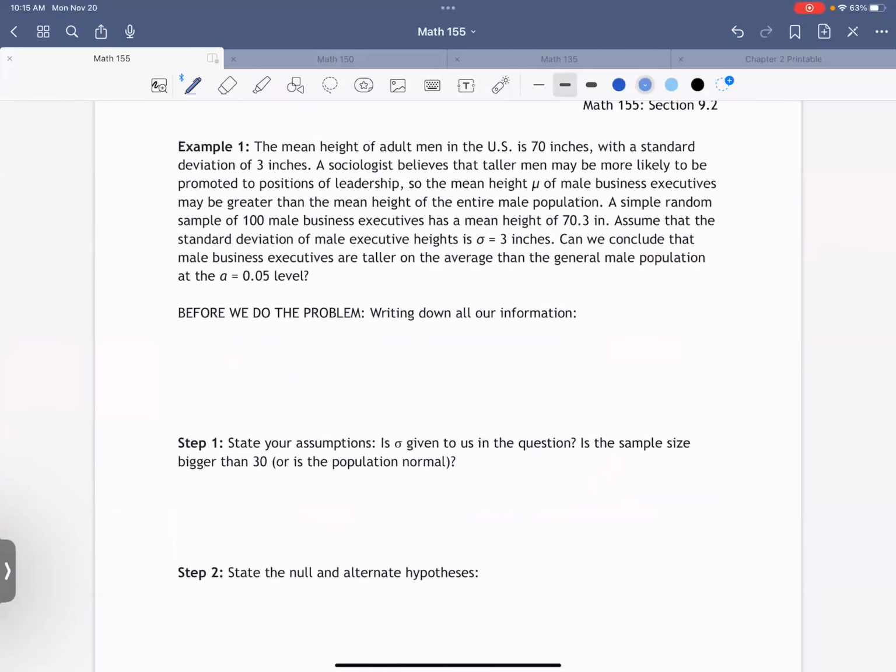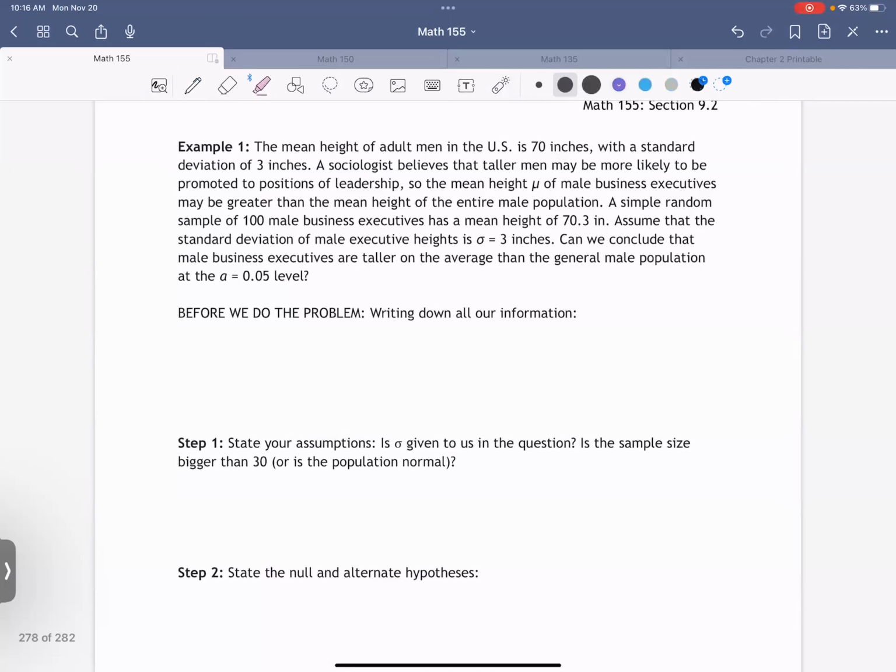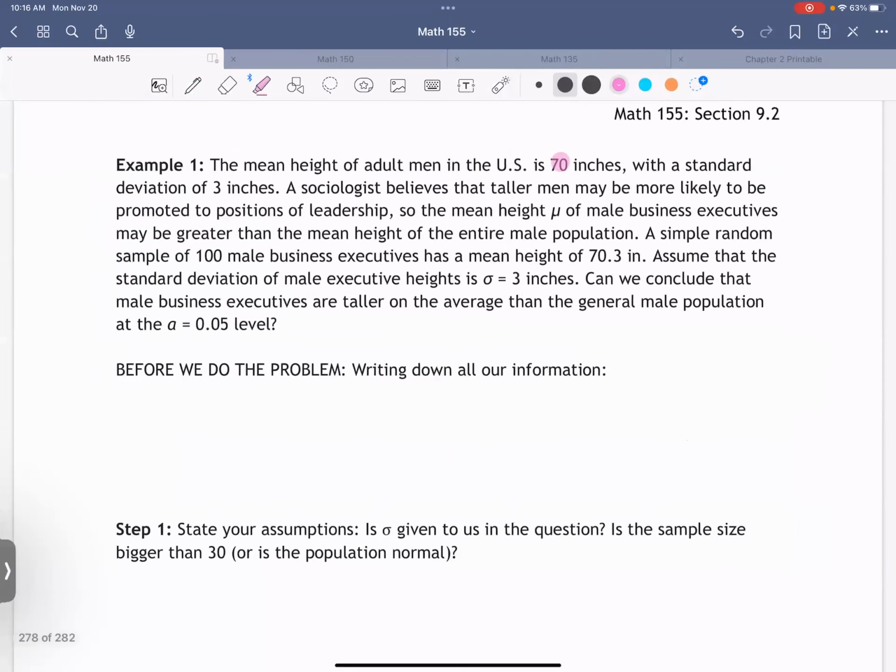All right, now these examples get very, very long. It kind of hurts just looking at it, but I promise you, if you write down all the information before you do the problem, it becomes 10 times easier. Okay. So example one, we're talking about the mean height of adult men in the US, and it says that this mean is equal to 70 inches. Okay. Now, 70 is a mean.